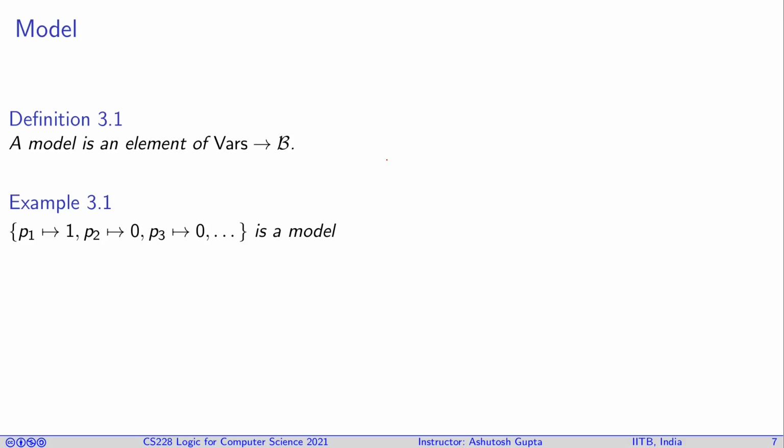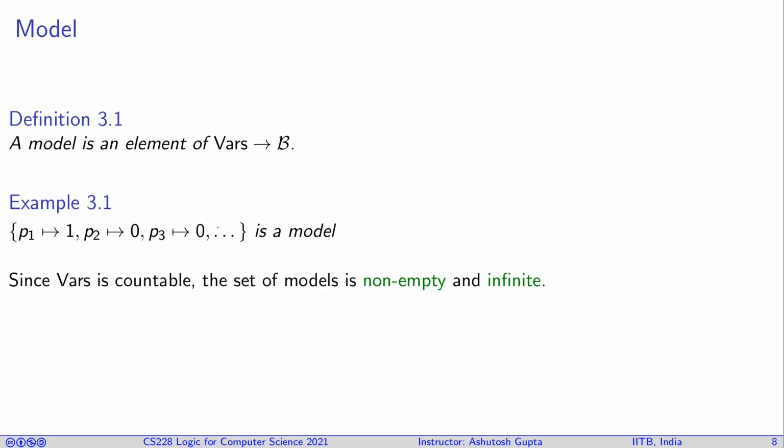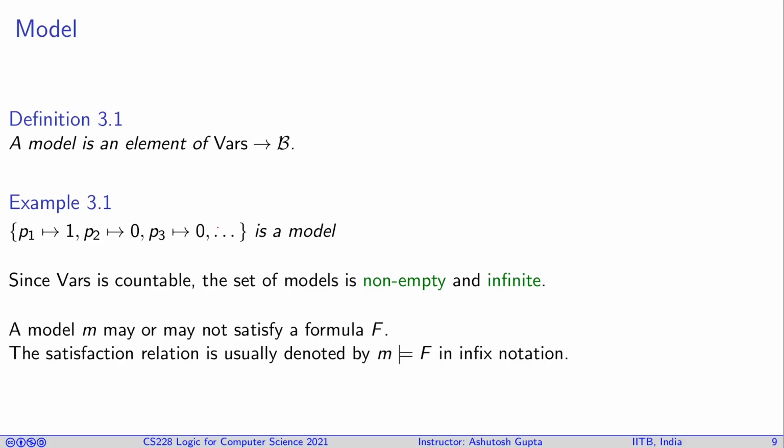So here's an example. In this case, we will write like this. When you say the p1 variable is assigned value 1, and p2 is assigned 0, and p3 is assigned 0, and so on, this is a model. Since variables are countable, the set of models is not empty and infinite. A model M may or may not satisfy a formula F. So this is a notation we are about to introduce, and the satisfaction relation is usually denoted by this kind of notation. When M is a model and F is a formula, and we write this symbol, we say M models F.